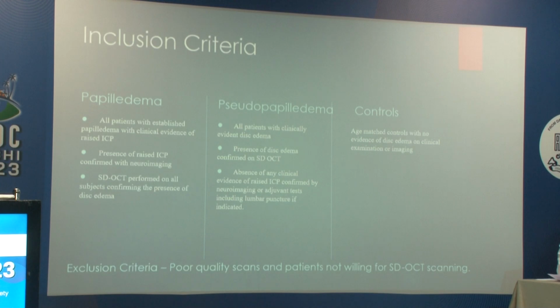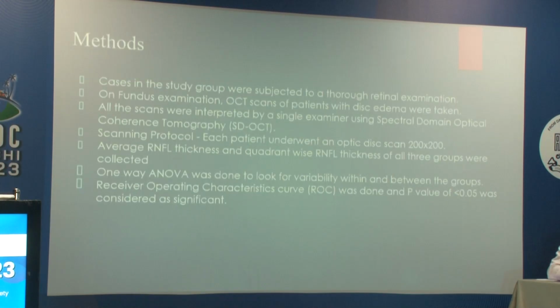Inclusion criteria for papilledema patients: all patients with established papilledema with clinical evidence of raised ICP were taken, with further investigations. For pseudopapilledema, we took cases of optic disc drusen, which was confirmed on B scan. Now, all cases in the study groups were subjected to a thorough retinal examination. On fundus examination, OCT scans of patients with disc edema were taken. All the scans were interpreted by a single examiner using spectral domain optical coherence tomography.